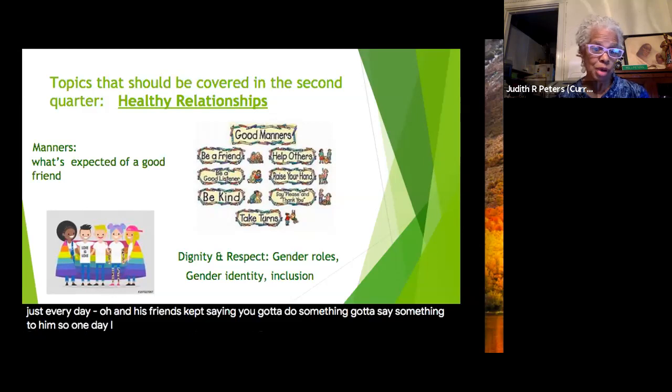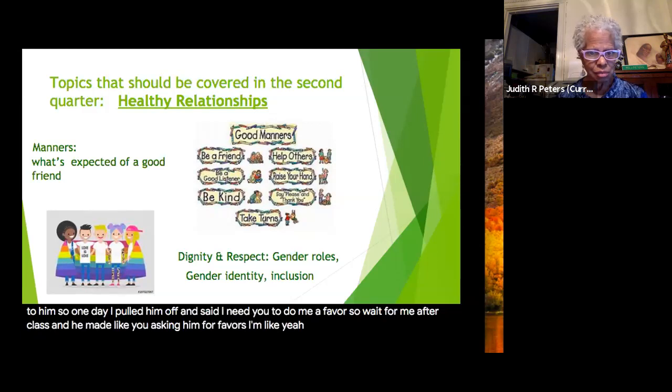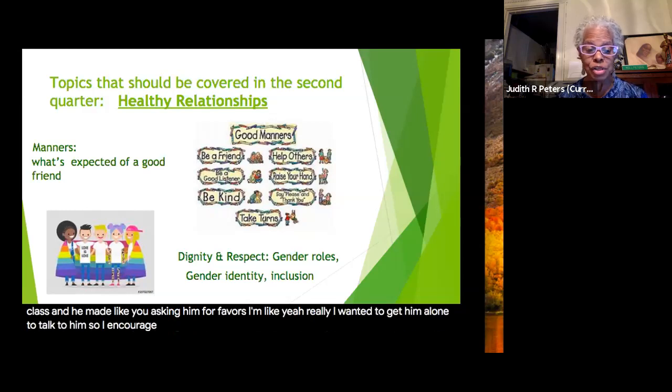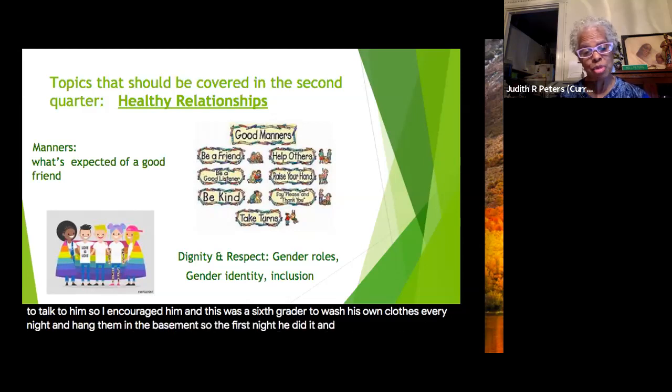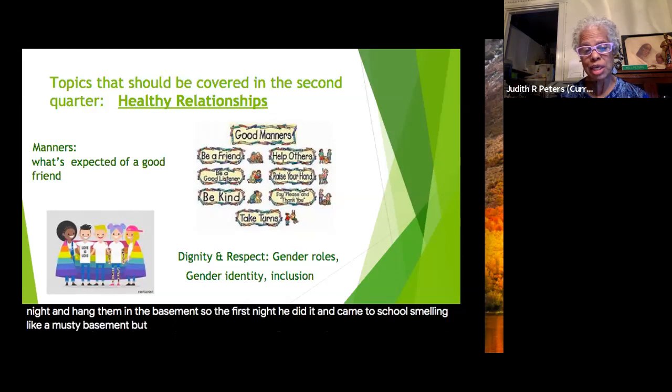So one day I pulled him aside and said, I need you to do me a favor. So wait for me after class. And they were like, you're asking him for favors? I'm like, yeah. Really, I wanted to get him alone to talk to him. So I encouraged him, and this was a sixth grader, to wash his own clothes every night and hang them in the basement. So the first night he did it and came to school smelling like a musty basement, but the kids accepted that smell versus the way he was smelling. So you never know. And he thanked me.